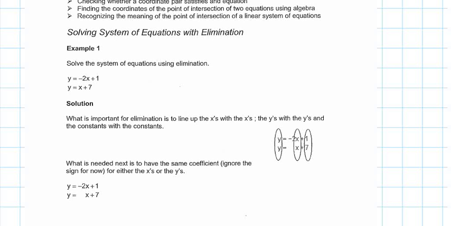So remember that we always have two lines, two equations of a line, and each equation of a line has two letters, which are x and y. So with elimination, you're going to pick a letter to get rid of, and then keep the other letter and solve for it.